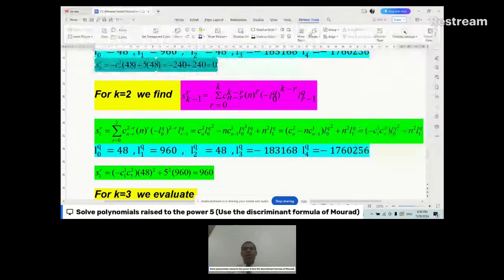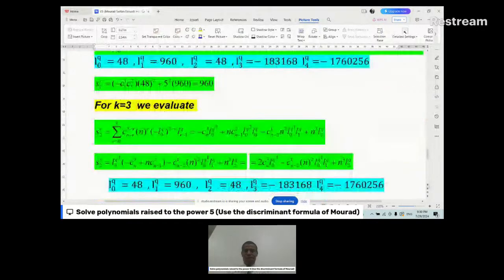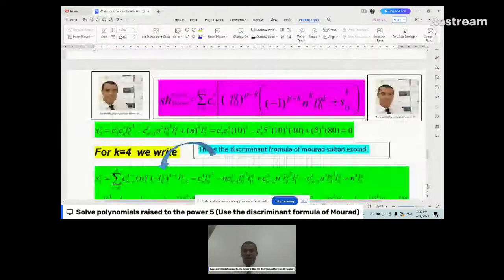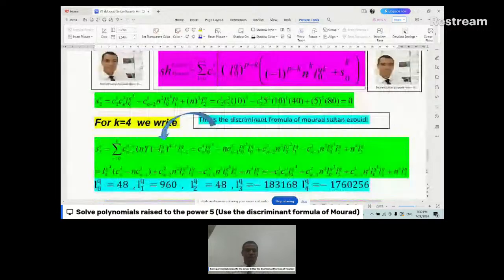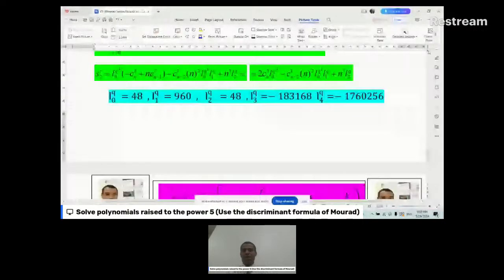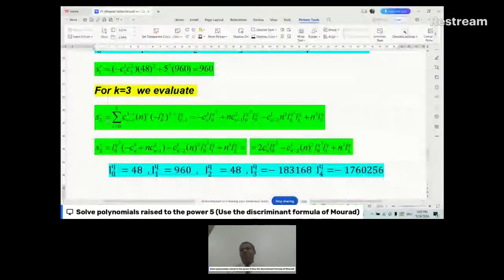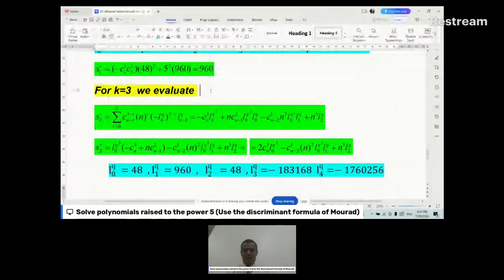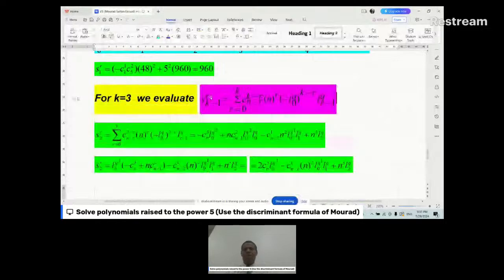So we continue. We found now at least 3 values. I'm going to focus on the third value. I will try to find the value of S2. To find S2, learners, just put k equal 3 in my discriminant formula, the discriminant formula of Mourad Sultan Ezouidi. I'll try to insert the text.